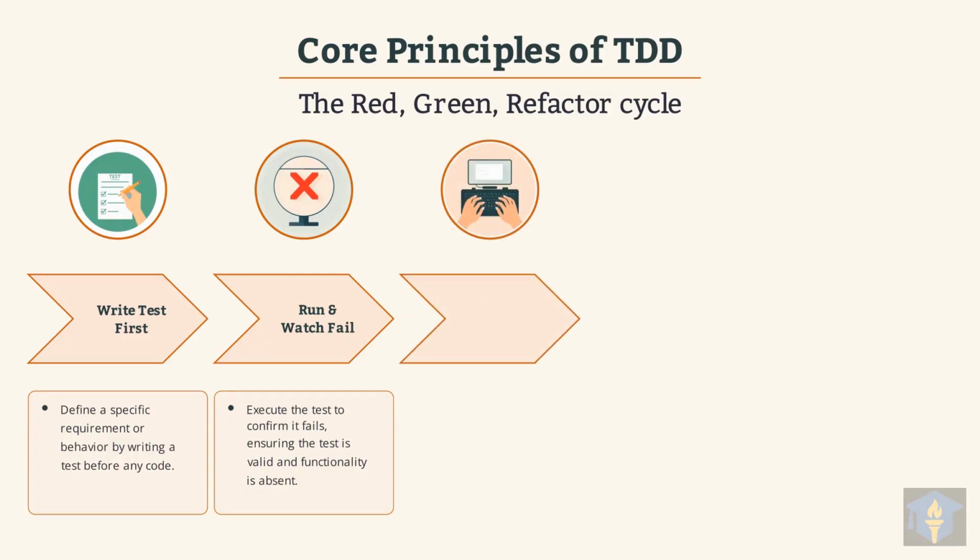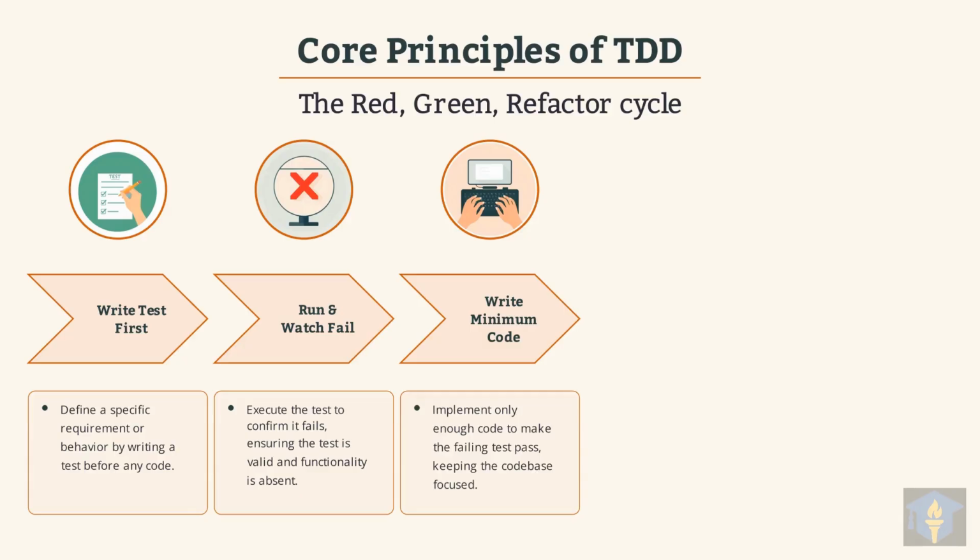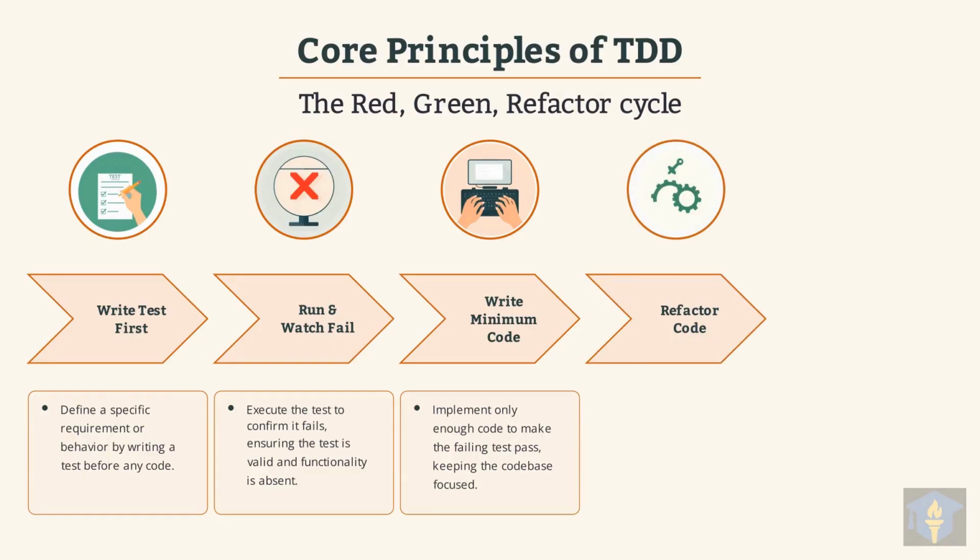Then, write only the minimum amount of code necessary to make that failing test pass, nothing more. Implement just enough code to make the failing test pass, keeping your codebase focused and concise. Once the test passes, improve your code structure and clarity through refactoring without changing its behavior. Improve the code structure and clarity while maintaining its functionality, now that the test successfully passes.